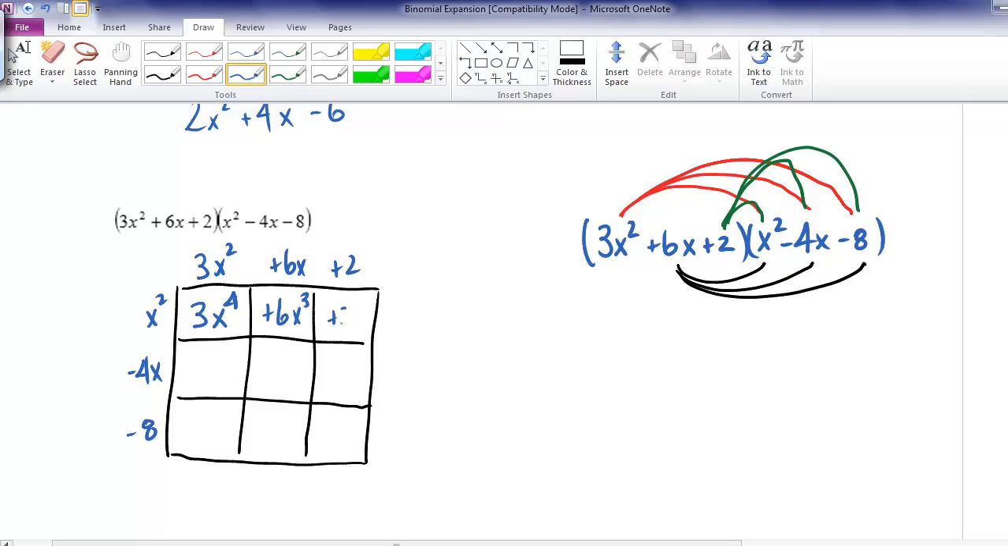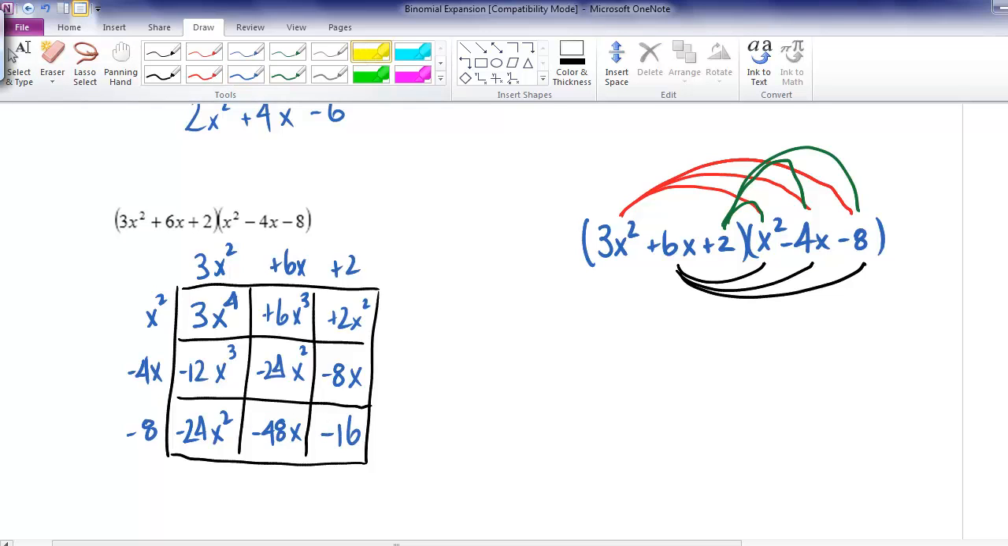that, and that. And negative 4x times 3x squared, negative 4 times 3 is negative 12, and x times x squared is x cubed. Negative 4 times 6 is negative 24. x times x is x squared. Negative 4 times 2 is negative 8, and our x. Negative 8 times 3 is negative 24, x squared. Negative 48x, and finally negative 16.